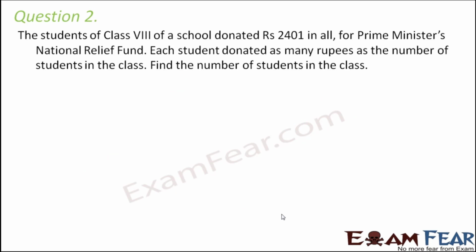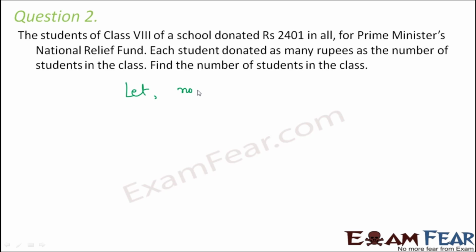Question number 2. The students of class 8 of a school donated rupees 2401 in all for Prime Minister's National Relief Fund. Each student donated as many rupees as the number of students in the class. Find the number of students in the class. So we do not know the number of students in the class. We also do not know how much money each of them donated. But we know that the amount that each donated is equal to the total number of students in the class.